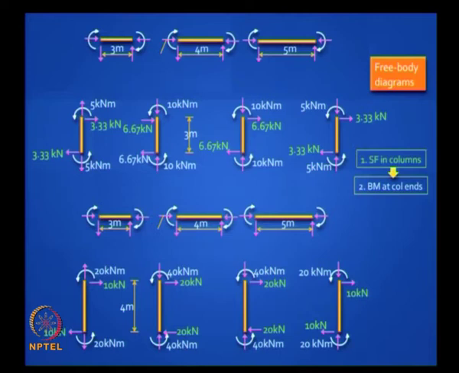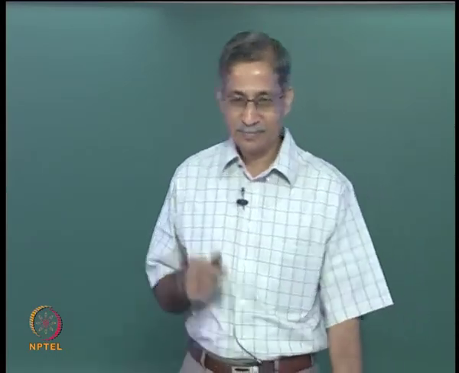Is this clear? All the directions are clear? Please note, all the column end moments will be anti-clockwise and all the beam end moments will be clockwise, for reasons which we discussed earlier, and so there are few numbers only that you need to calculate. Are you with me now up to this stage? Right? Shear force in columns, bending moment at column ends we have calculated. What is the next step? And we have drawn the free body diagram.